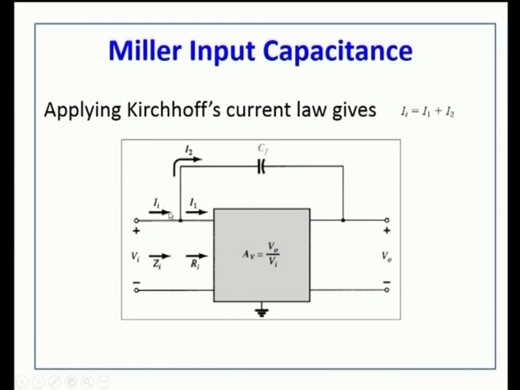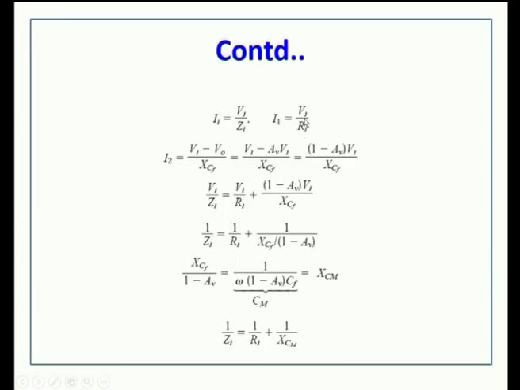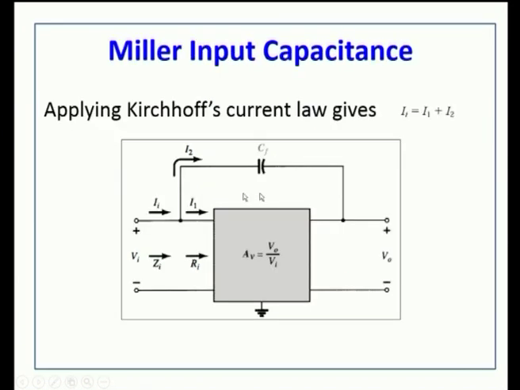Only II is the current flowing towards the node. So, II is equal to I1 plus I2, which are the currents flowing away from the node. And now you replace these currents in terms of voltage and resistance. What is II? It is VI by RI, and I1 is VI by RI, and I2 is the current from the input node to the output node.